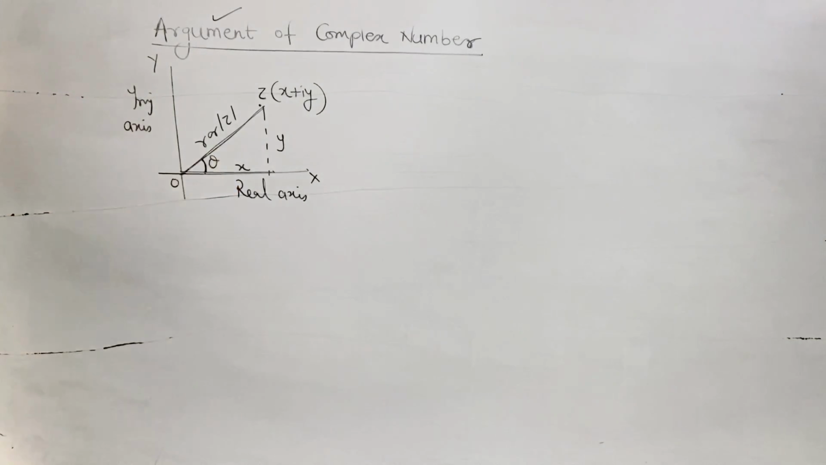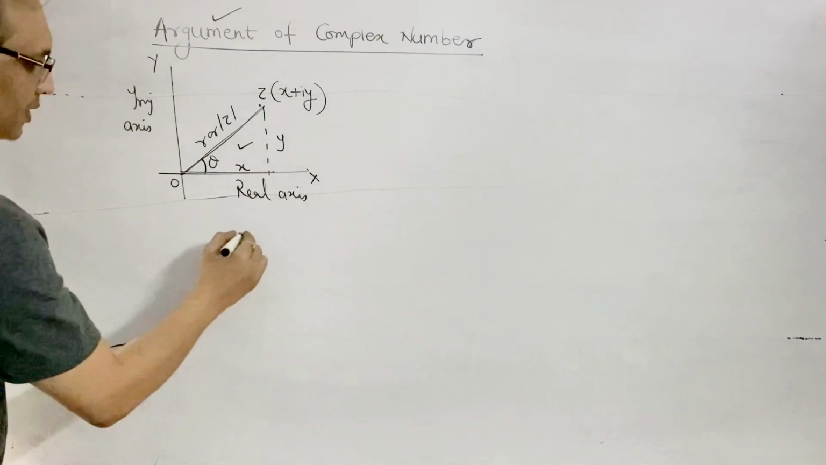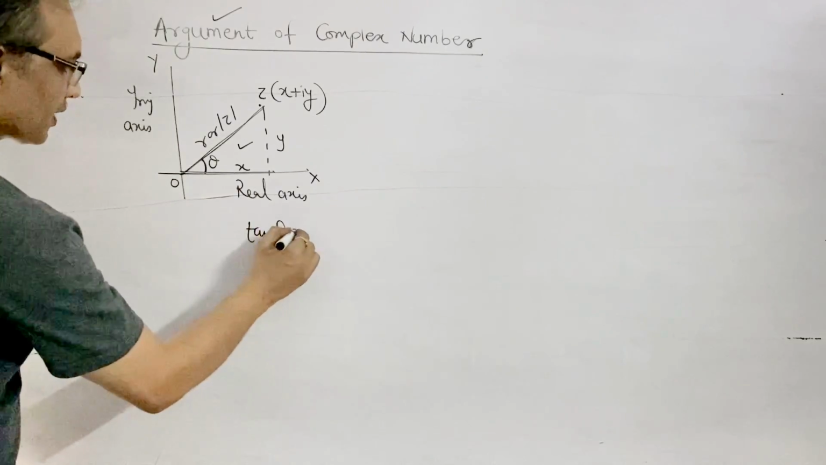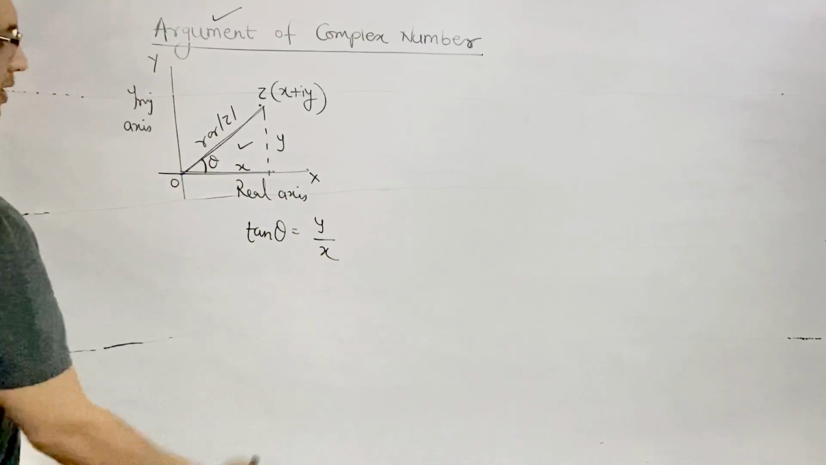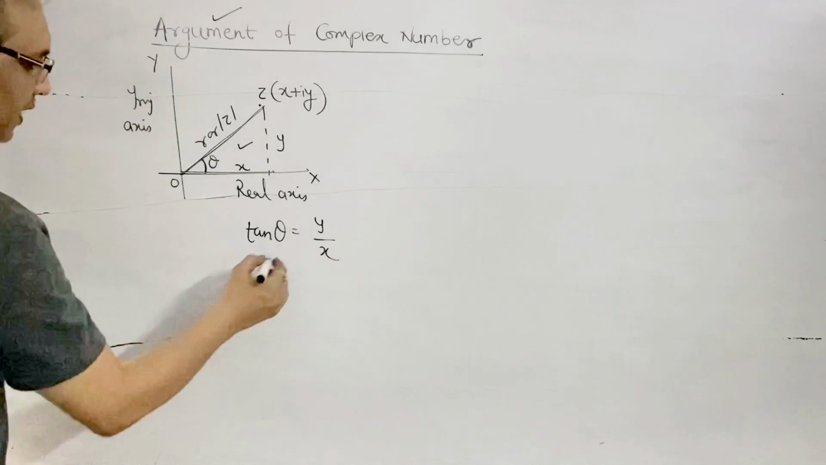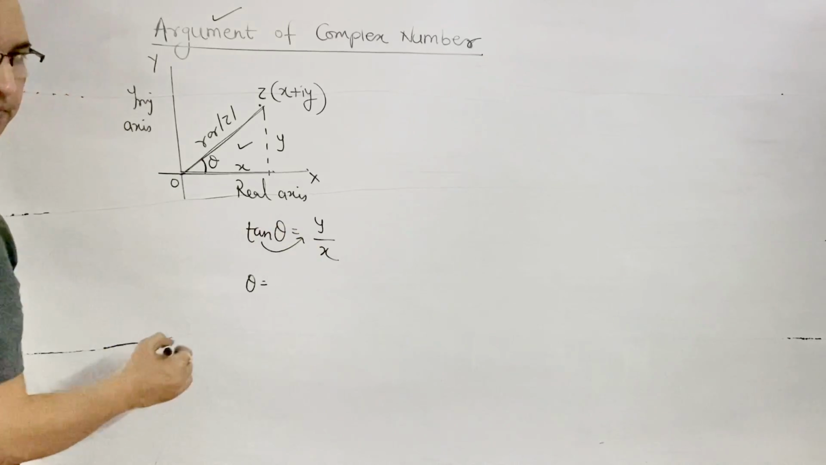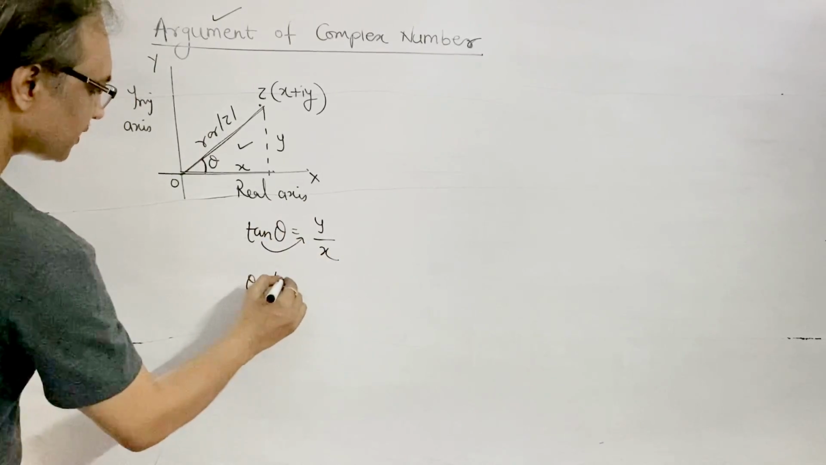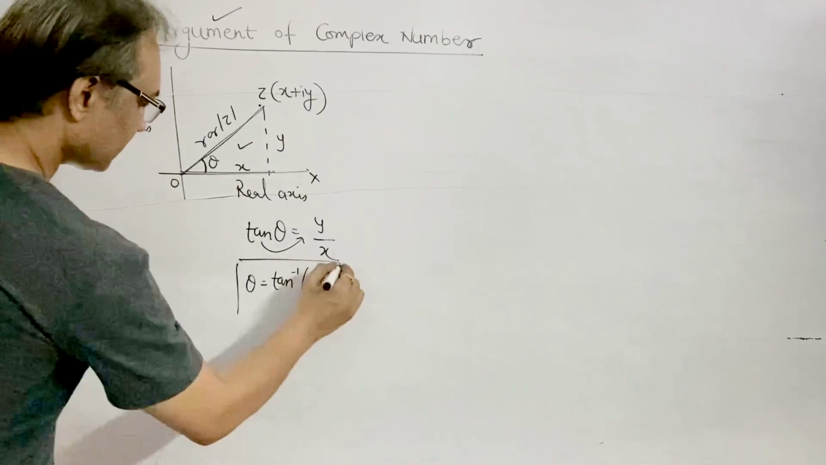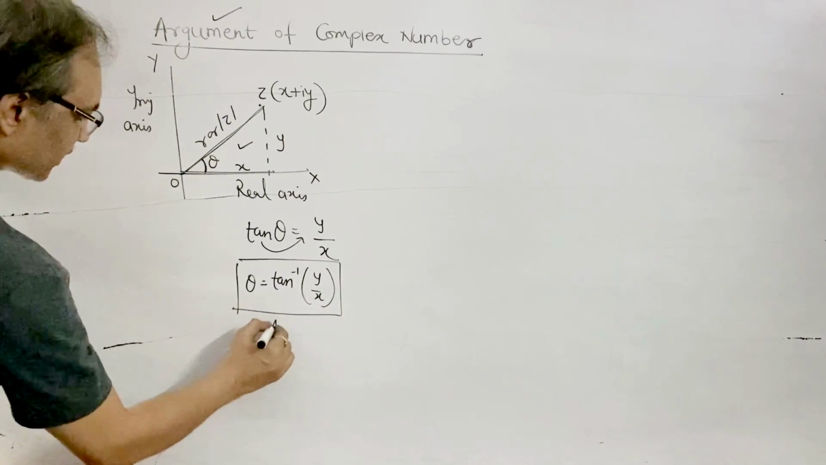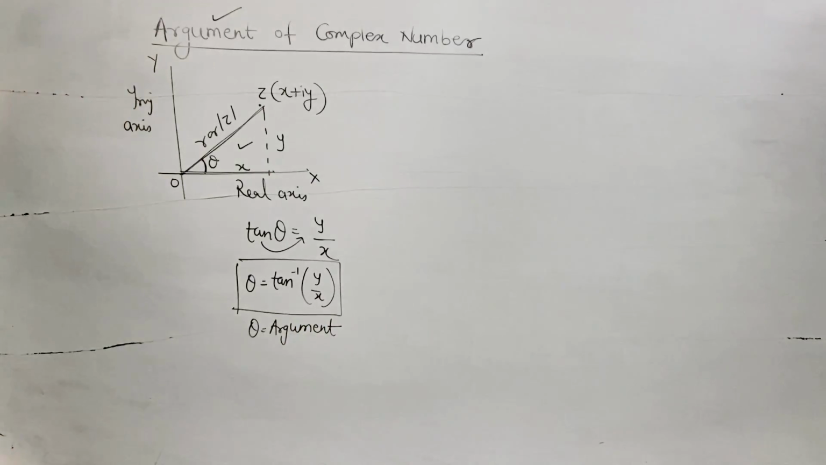Now suppose we want to find the value of this theta. For this, I take this triangle and use tan theta. Tan theta is perpendicular upon base, y upon x. Tan theta is y upon x. From here, the value of theta will be, if you take tan to the RHS, it becomes tan inverse. So theta is tan inverse y upon x. This angle theta is called the argument of the complex number.